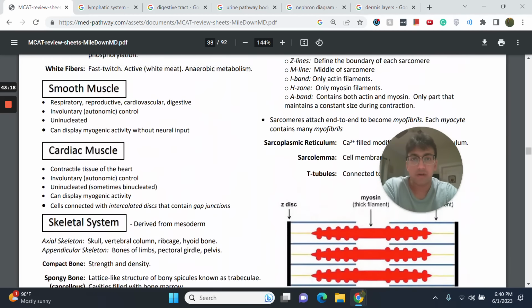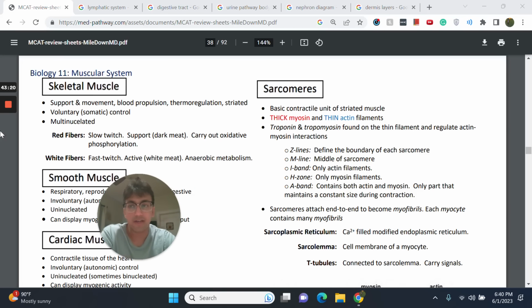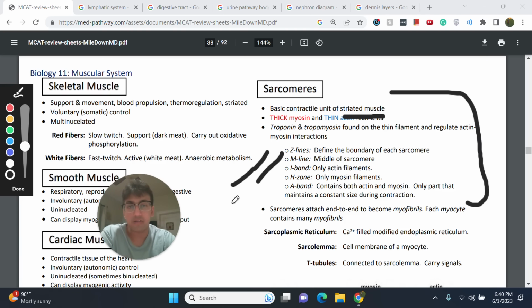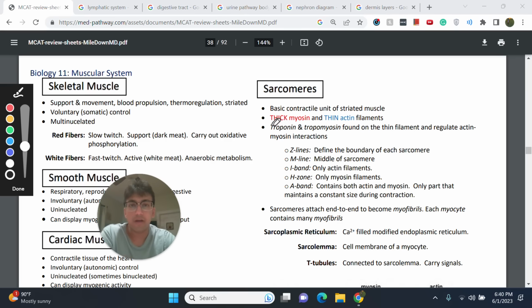Let's look at more. Okay, now I want to talk about sarcomeres, which is kind of like the very high yield concept here. Sarcomeres are these basic contractile units that have striated muscle. They're called striated because if you look at them under a microscope, you can see like these lines, right? Unlike smooth muscle. And so you have thick myosin and thin actin filaments. Okay, so the thick myosin and the thin actin filaments are responsible for this contractile unit. And on this thin actin filament, you have troponin and you have tropomyosin. Okay, that's found on the thin filament, and it regulates these interactions.